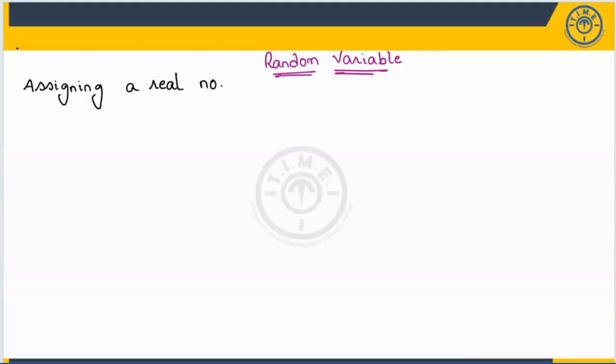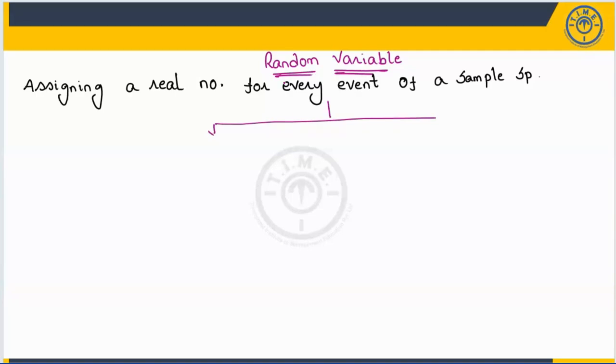Now, when we look into the random variables, that is the next concept. So what is a random variable? A rule which assigns a real number for every event of a sample space. So that means assigning a real number for every event of a sample space. That we'll be calling it as a random variable. Now again, these random variables are classified into two. One is a discrete random variable and another one is a continuous random variable.